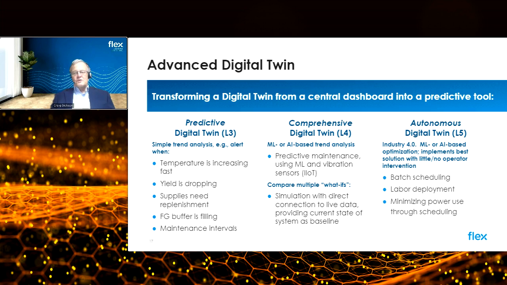A more advanced digital twin, though, is what we're really all striving for here. So, at a minimum, you're going to want to have a predictive digital twin, what we might consider a level 3 digital twin, where you might go for trend analysis. The temperature is increasing. It doesn't say it's gone over the alarm level. It's just going up, and it might go over it soon. So it's going to point that out to you. It might show your yield is dropping. It might show you that you need to replenish things. It might show that your finished goods buffer is filling. Lots of different things like that. You can think of an awful lot more than I have on the list there.